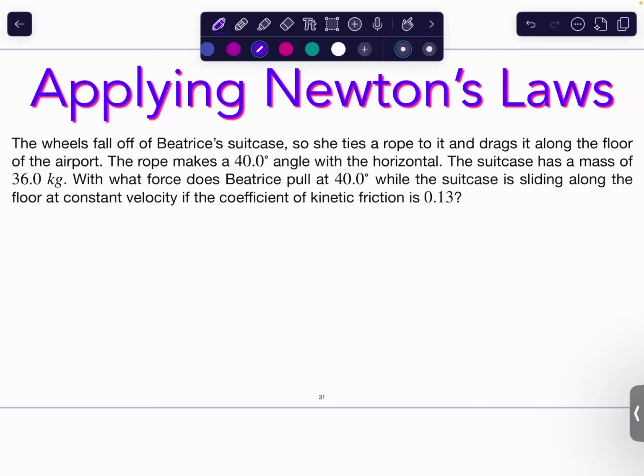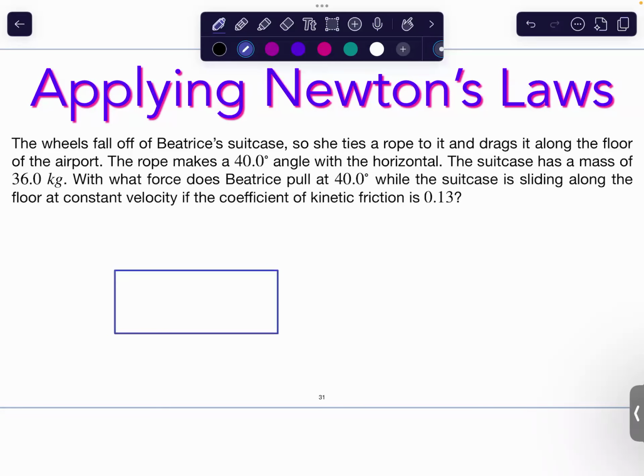The rope makes a 40-degree angle with horizontal. The suitcase has a mass of 36 kilograms. So eventually we're going to figure out what force. And the suitcase will have a kinetic friction coefficient of 0.13. So let's just start out by looking at the free body diagram for this. This is a suitcase with a rope.